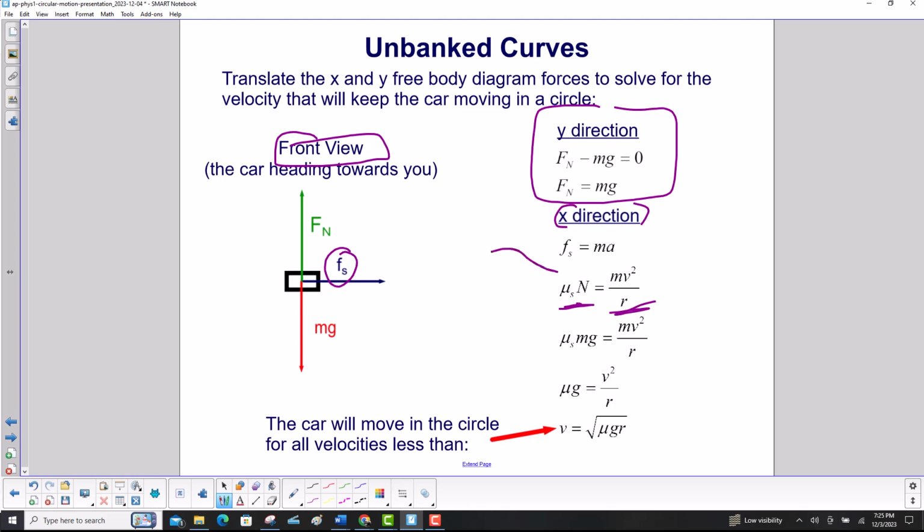And note, this time we have friction providing the centripetal force again. What is normal? We got it over here. It's just mg. The m's cancel out. Do a little more algebra. So if the velocity is less than this, the square root of mu g r, the car will move in a circle.